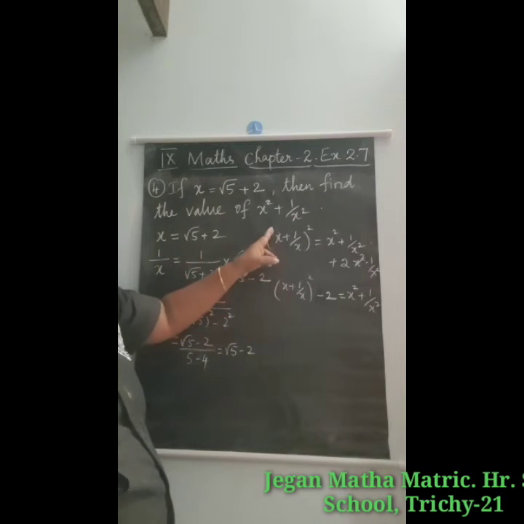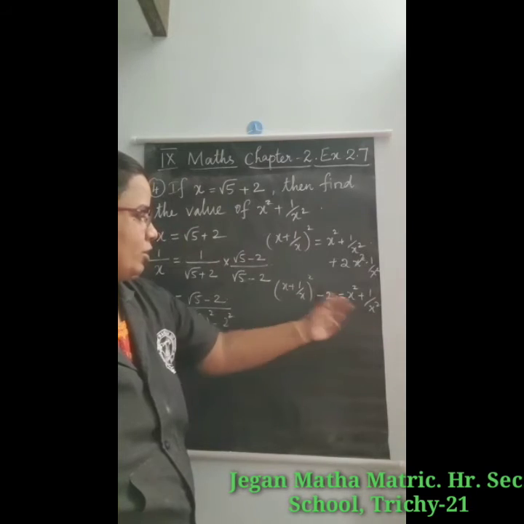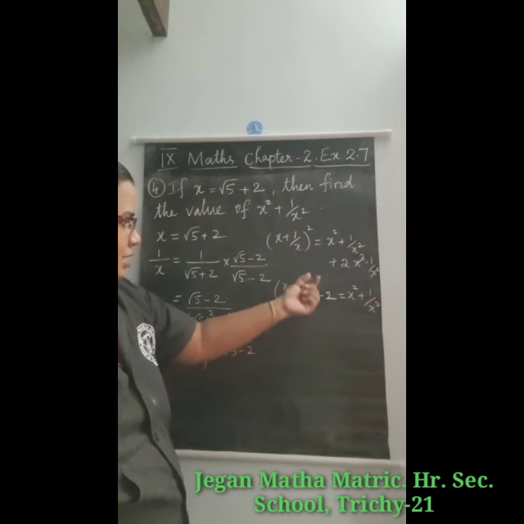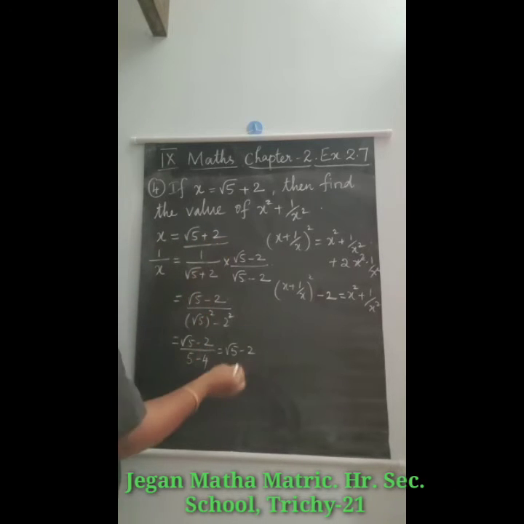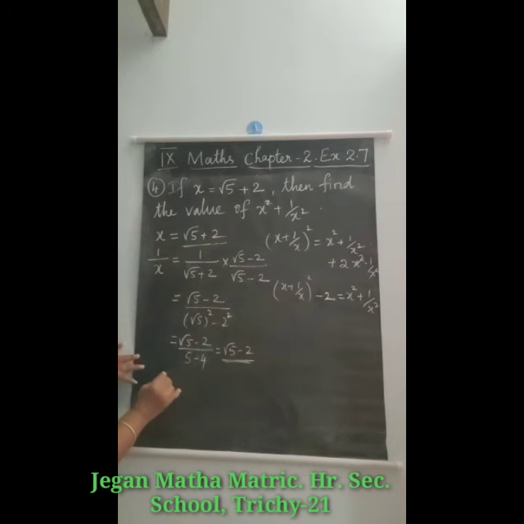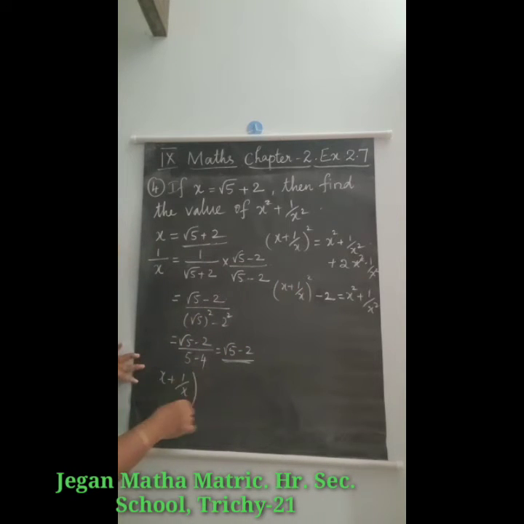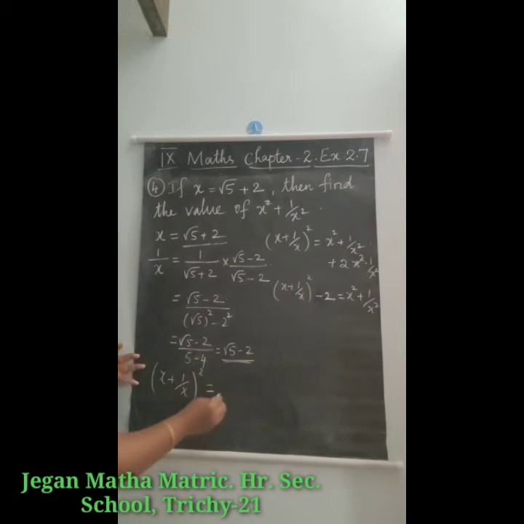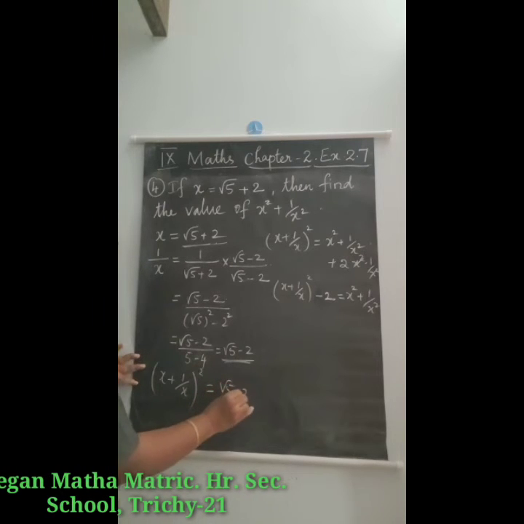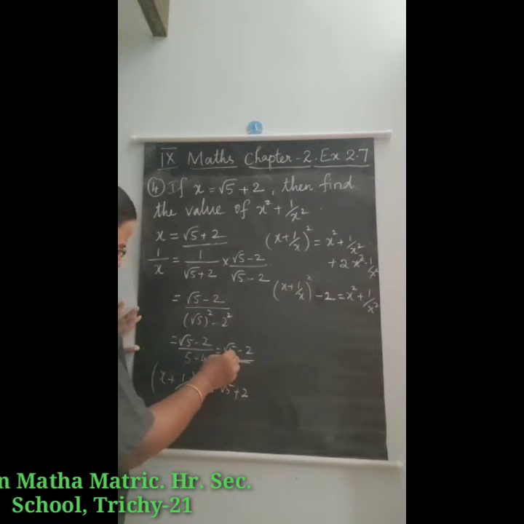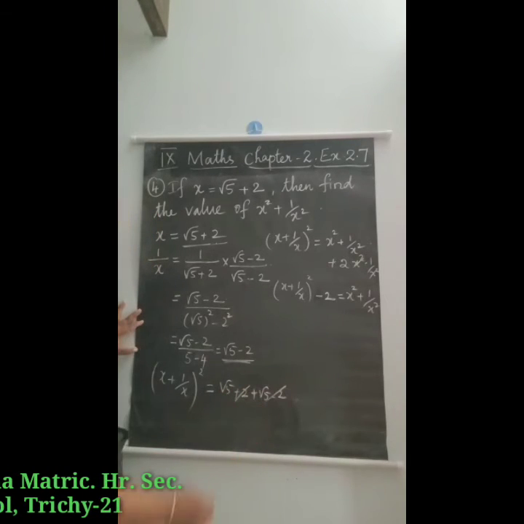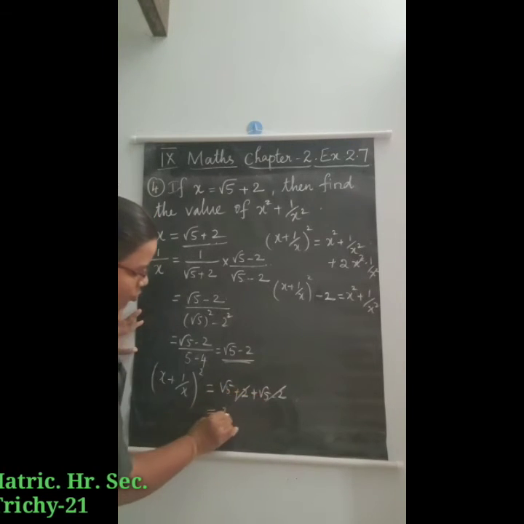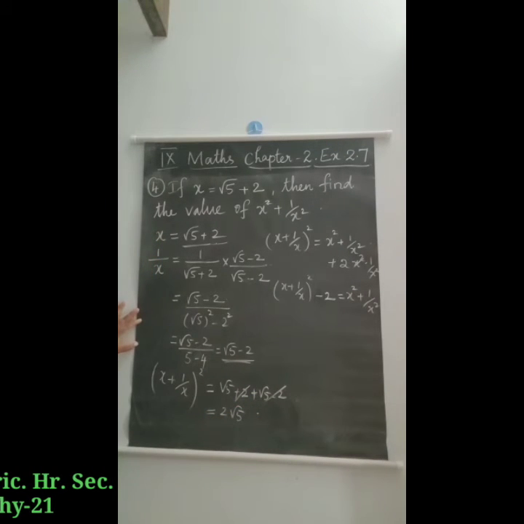Now, we have to find out x squared plus 1 by x squared. So, x plus 1 by x the whole square means we have to take this as x and this is 1 by x, the whole square. So, x plus 1 by x the whole square is equal to x, root 5 plus 2, here plus root 5 minus 2. So, plus 2 and minus 2 cancel. Root 5 plus root 5, 2 root 5.